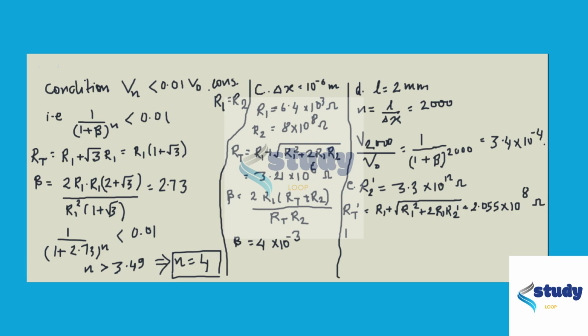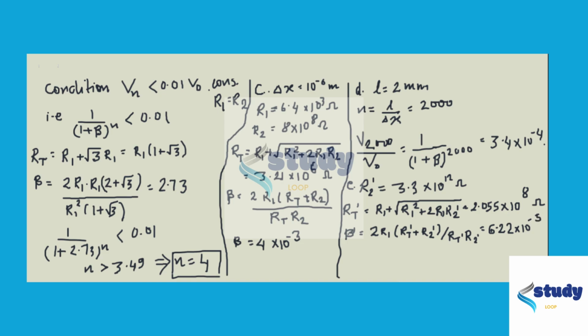Alright. Similarly, the value of the new beta prime will be equal to, using the formula, 2 R1 times RT prime plus R2 prime upon RT prime R2 prime, which turns out to be 6.22 into 10 to the power minus 5.